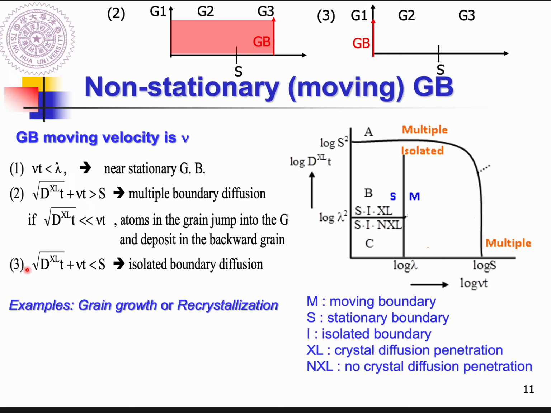And case 3 will be the diffusion distance inside the grain plus the grain boundary moving distance smaller than S. It means if it was here and this grain boundary will be moving, right, and also diffusion, but everything happens inside the grain, smaller than the grain. So it will be like this. Moving plus diffusion, everything will happen inside the grain. So you can observe some diffusing atoms nearby the grain boundary, but not all through the whole grain, right? So it will be similar to isolated grain boundary diffusion.